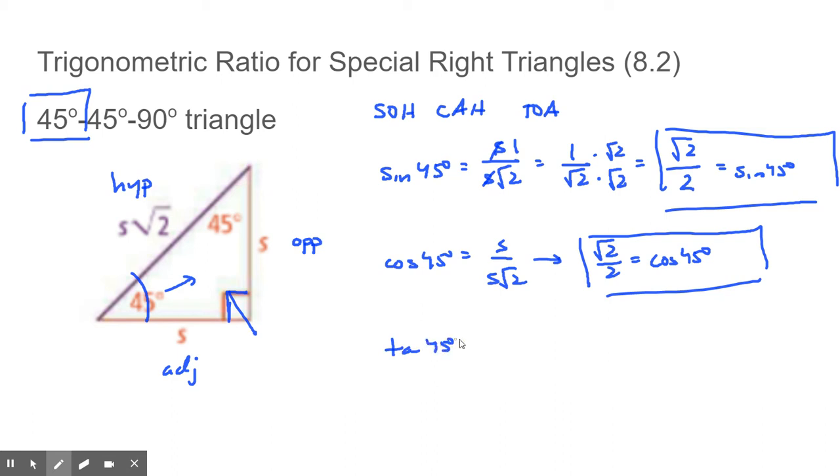Now what about the tangent? What's the tangent of 45? Well, tangent is opposite over adjacent. Opposite is S. Adjacent is S. S over S cancel. That's equal to 1. And that's what the tangent of 45 degrees is. The tangent of 45 degrees equals 1. So again, you'll talk about these values later on in pre-calc, but I just want to give you a heads up and maybe connect section 8.2 to 8.3.